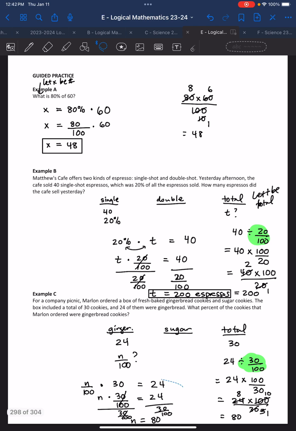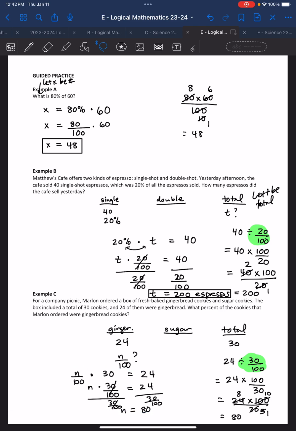However, I wasn't asked to find what n was. I was asked to find n percent. So I'm going to write n percent equals 80% of cookies. And that's what percent were gingerbread, okay?